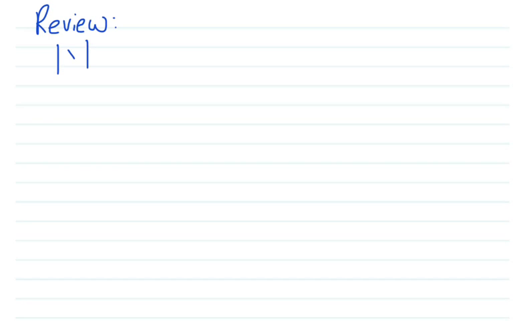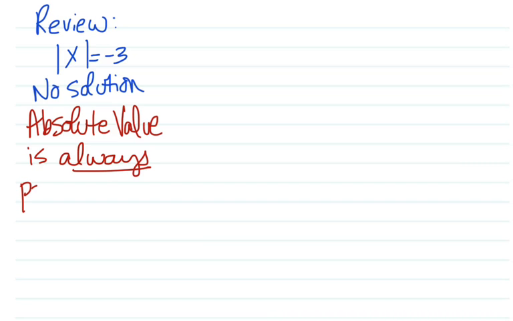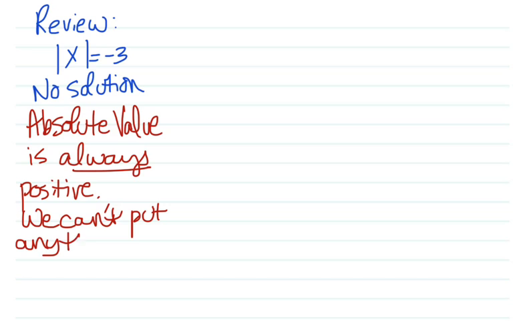So let's do a little bit of review on equality. So absolute value of x is equal to negative 3. That one is no solution because the absolute value is always positive. It means the distance from 0. So there is no value that'll work to say that it's negative 3 units from 0. We can't put anything inside that absolute value bars to make that a true statement.